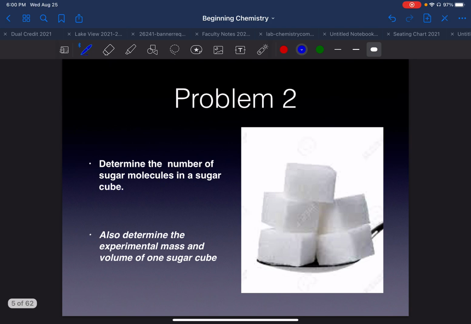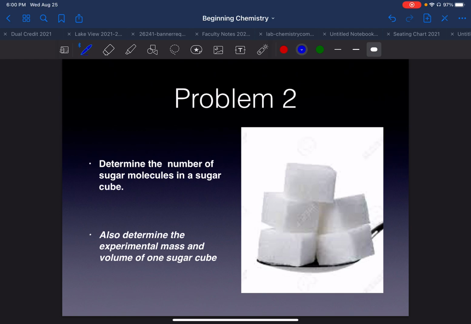And that's how that's solved. Then the next problem that I gave my students was to determine the number of sugar molecules in a sugar cube. This one was more challenging, but again, I'm trying to get you to think about how small of a substance we're working with here.